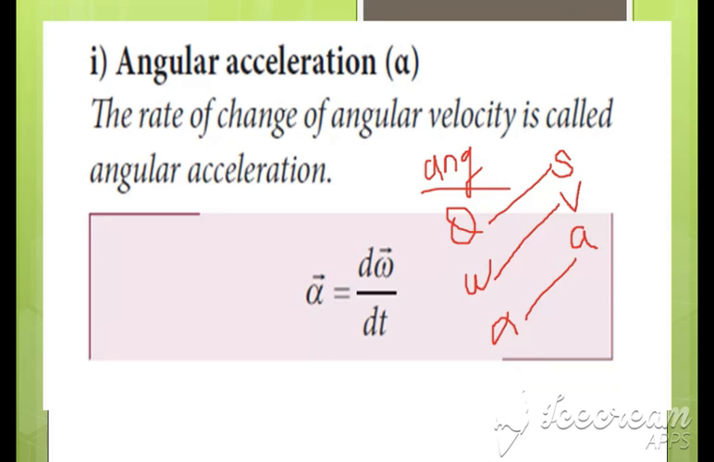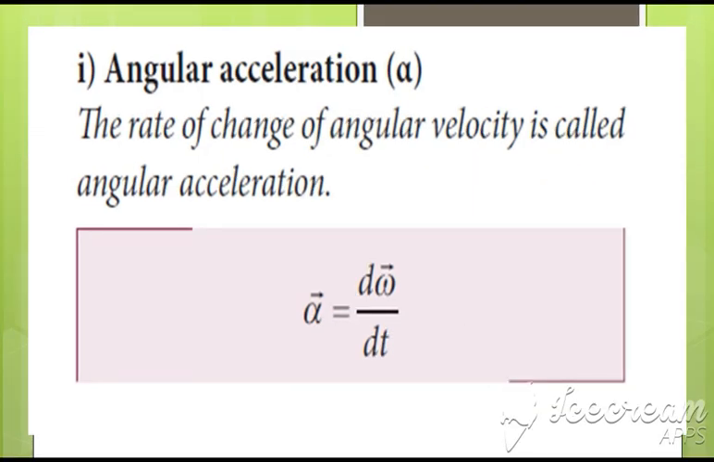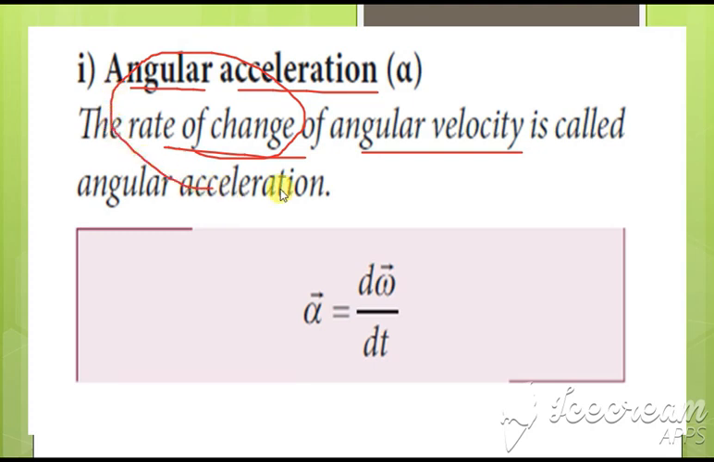The angular acceleration is given by the rate of change of angular velocity. As I have told you already, whenever you get the term rate of change of, we write it as d by dt. So d by dt of what? Angular velocity, which is denoted by omega.